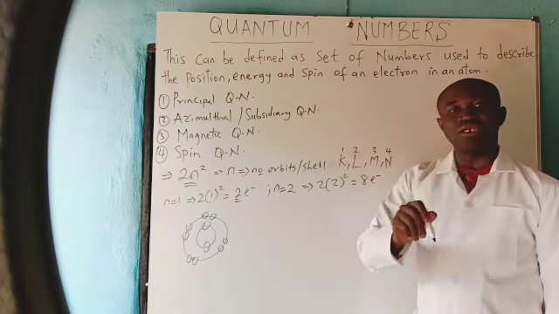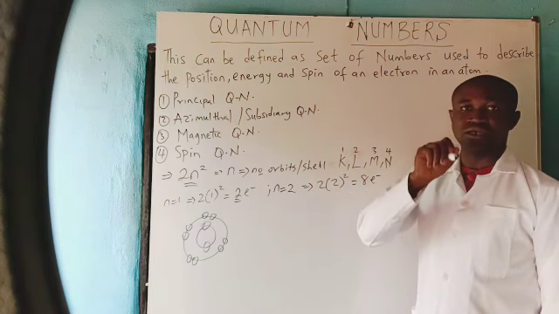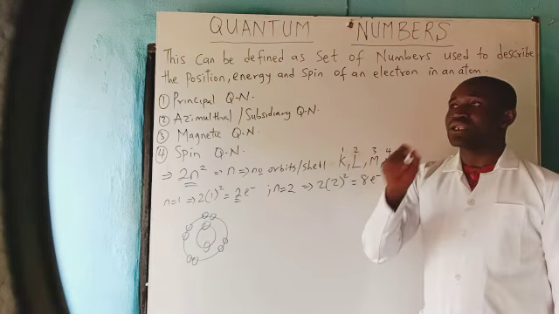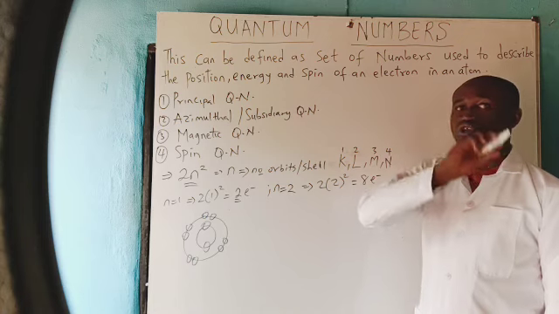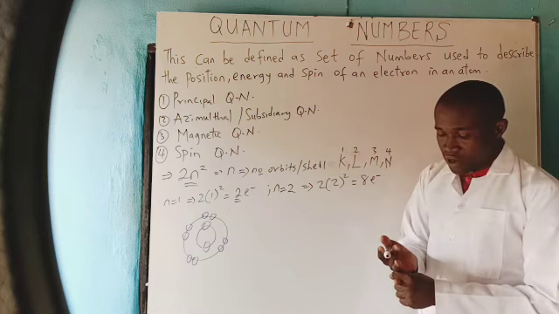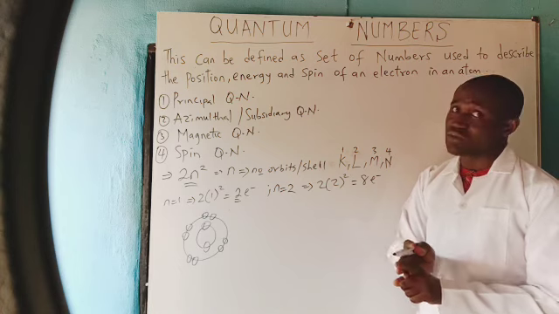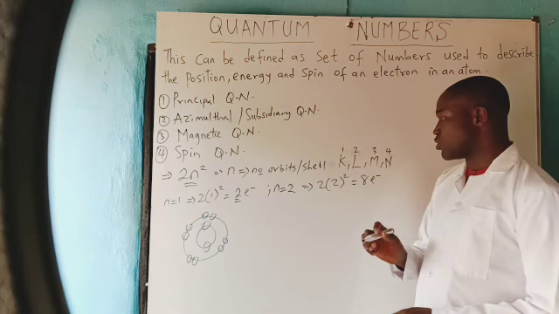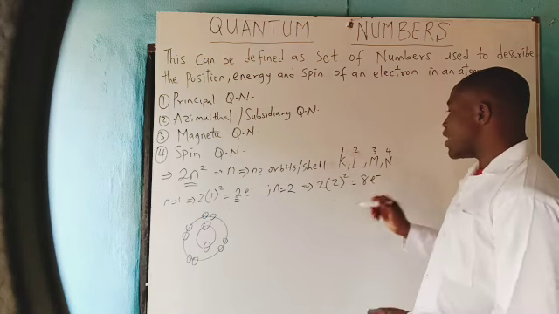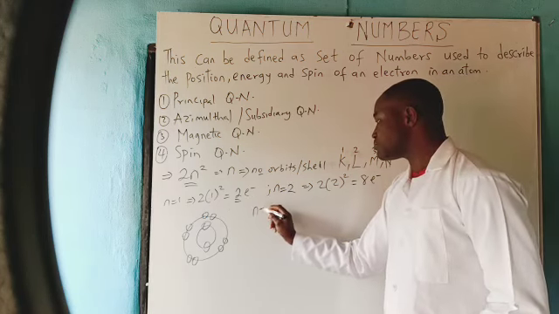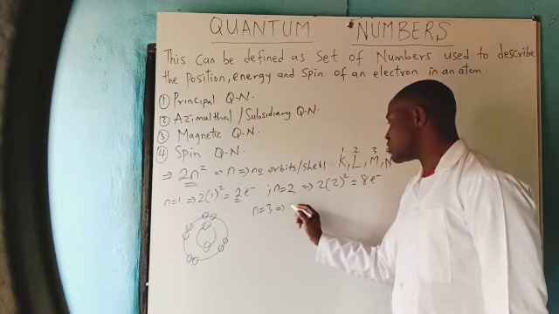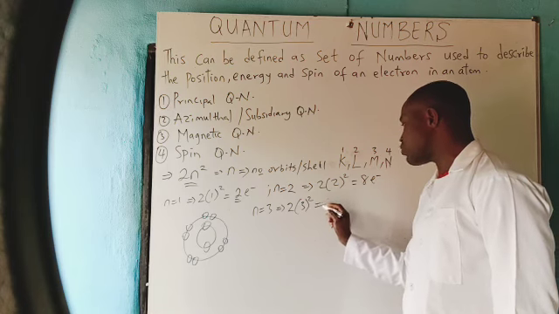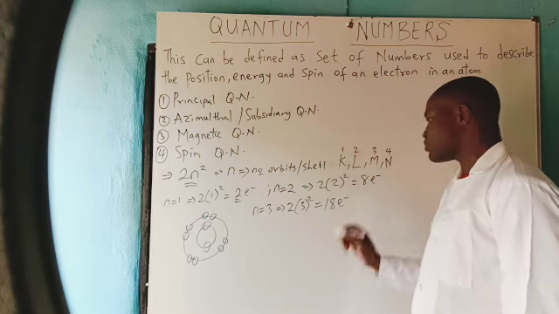Then the energy of that electron will also what? Increase. Then we also say that the size of the electron orbital will also what? Increase. So the maximum number of electrons, the energy, and the size of the orbital all must increase once the value of n increases. Okay? Then when n is equal to 3, it tells you 2 bracket 3 raised to the power of 2, that will give you 18 electrons.